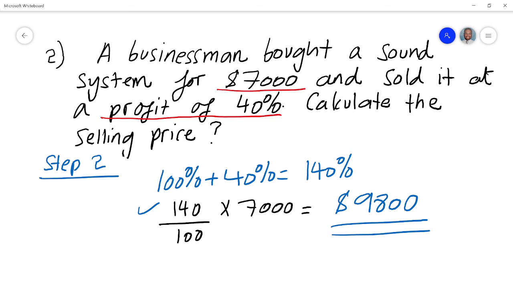So in a nutshell, we solved two questions involving profit. We've worked out how to get the percentage profit, and we've also worked out how to get the selling price from your percentage profit and your cost price. When your selling price is greater than your cost price, you're going to make a profit. And when your selling price is less than your cost price, you're going to make a loss.